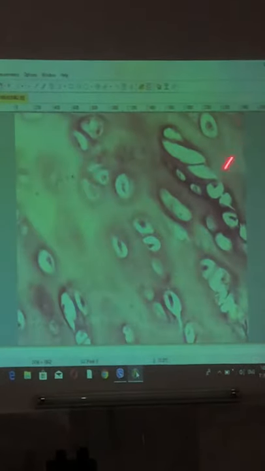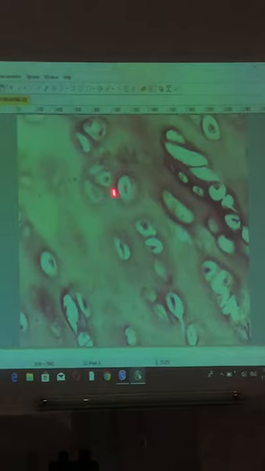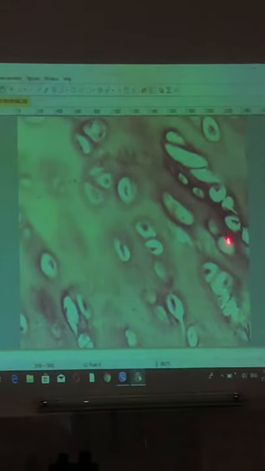So take a look. We have what? We have a dark zone, or dark color, surrounding each single chondrocyte and also each group. Yes. So this is called the capsule or territorial matrix. Okay, what about here?